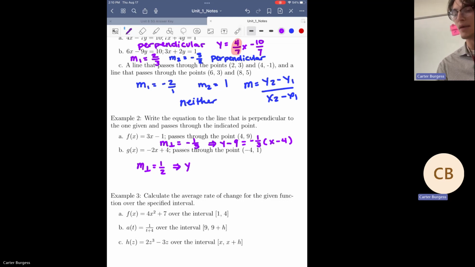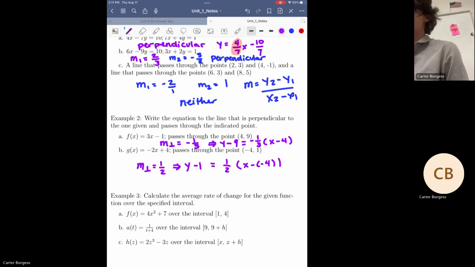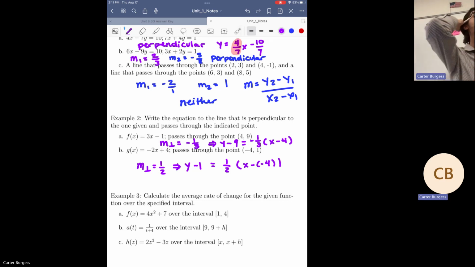This is now y minus 1 equal to 1/2 times x. You could write this as x plus 4, just so we're really clear as to what formula I'm plugging it into. I'm going to write this as x minus -4. But do make note that that would simplify to x plus 4. All right. Any questions here with example 1 or 2?